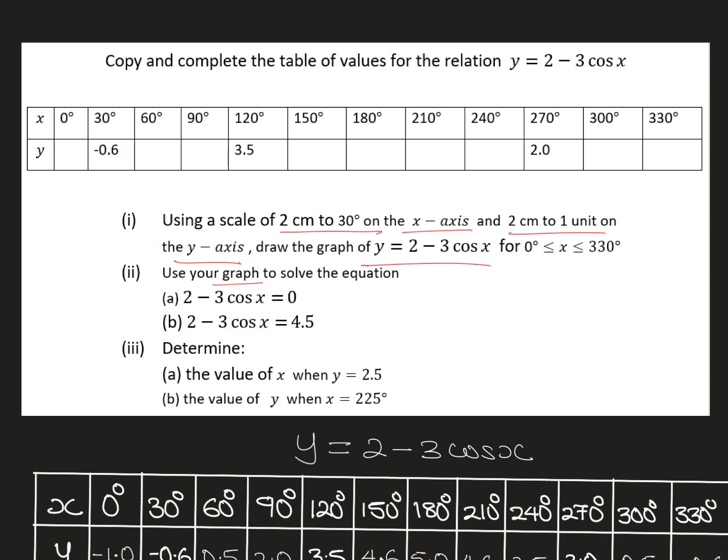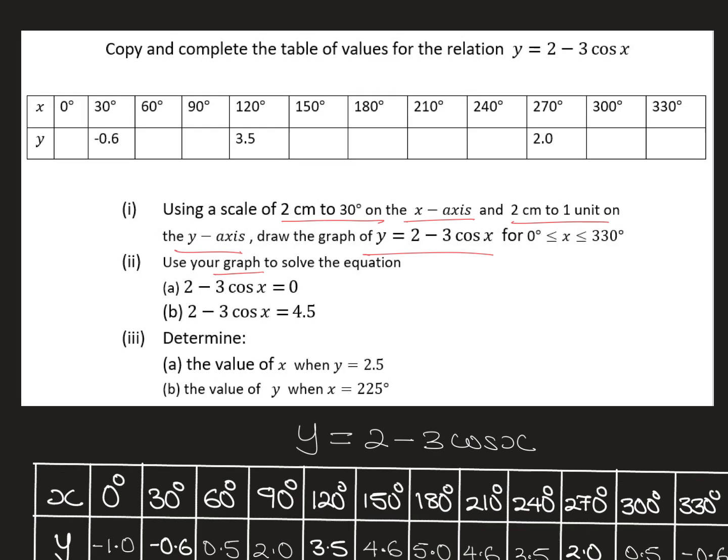A, 2 minus 3 cos x is equal to 0, B, 2 minus 3 cos x is equal to 4.5. So the first thing we'll answer is question 2A. We want to use the graph to answer for the solution of the equation 2 minus 3 cos x equals to 0.